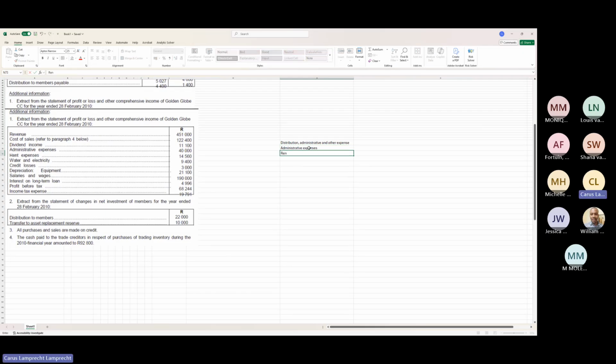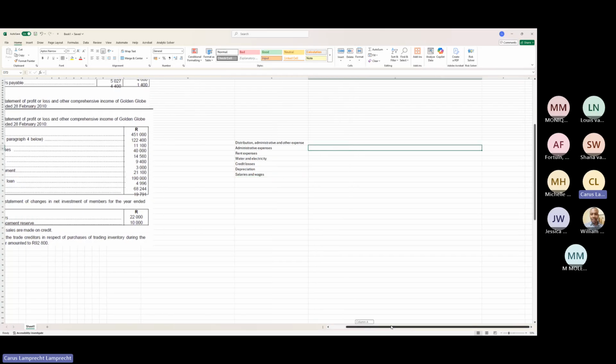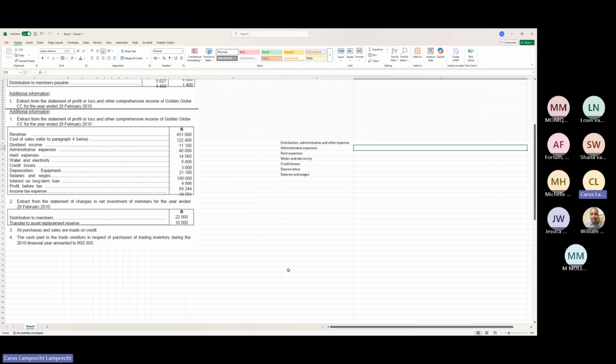Then rent expenses are included. Water and electricity. Credit losses, depreciation, salaries and wages. And key notes, interest on long-term loan is finance costs, so it's not included. And income tax expense, obviously that's your tax expense. Dividend income falls under other income, so it's not applicable. So then you essentially take the sum of these things straight up.